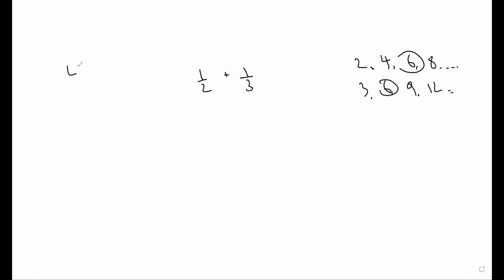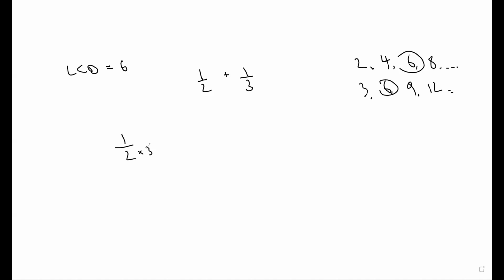LCD equals 6. Okay, so next step is take each of these fractions and rewrite them. So let's start with 1/2. What we want to do is take 2 and multiply it by a number that will get us to 6 on the bottom. So 2 times what number equals 6, and you just use whatever works. Of course, in this case, 3 works. So you multiply the bottom number by 3.